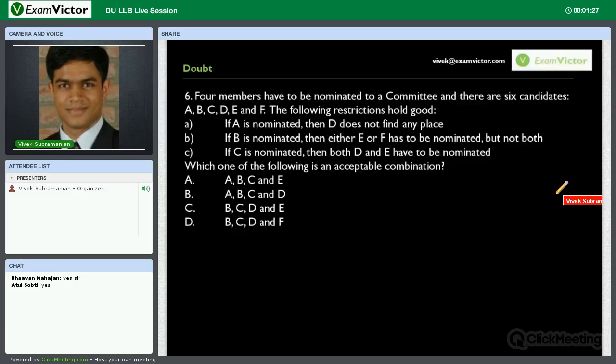This is the first question that we have. It's a logical reasoning question, and it's actually from the material. One of our students asked it as a doubt. The question says, 4 members have to be nominated to a committee and there are 6 candidates, A, B, C, D, E and F. There are some restrictions given. If A is nominated, then D does not find any place. If B is nominated, and so on. And we are being asked which of the following is an acceptable combination.